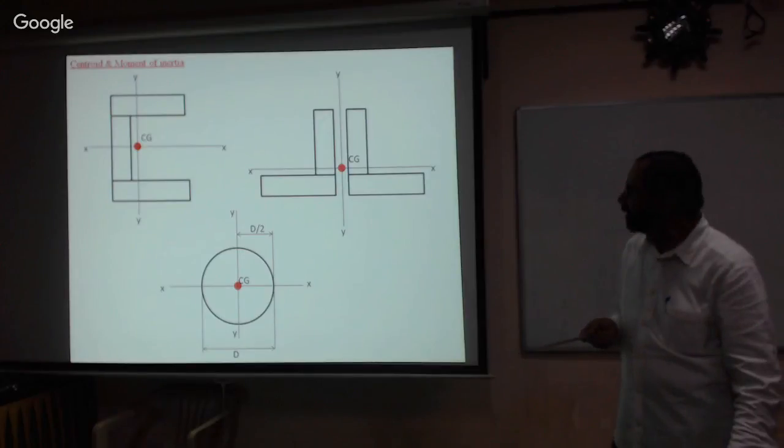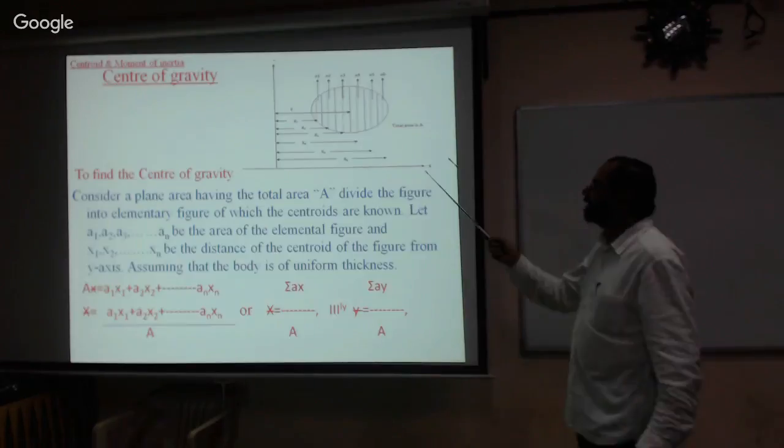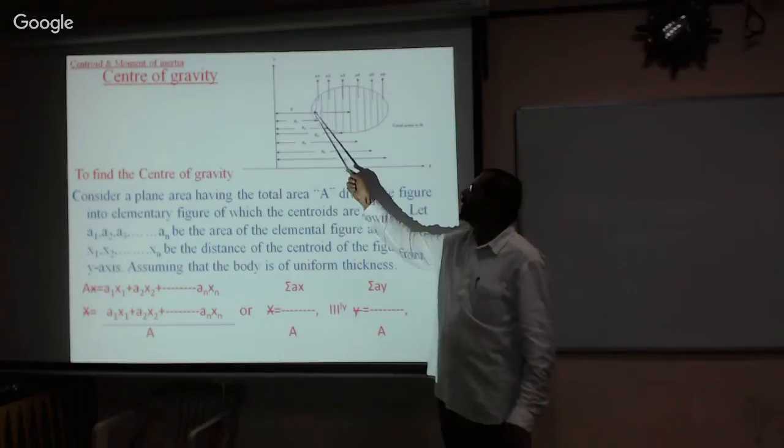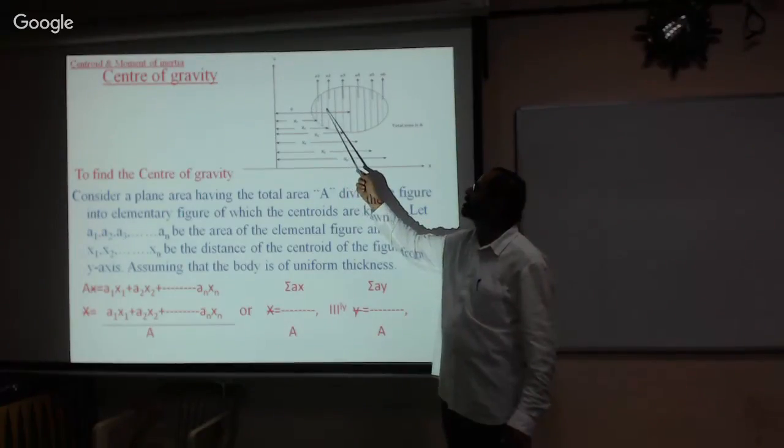Okay. Next, divide this figure and calculate the area, and it is very easy to find out the centroid of each of these 1, 2, 3, 4 parts.